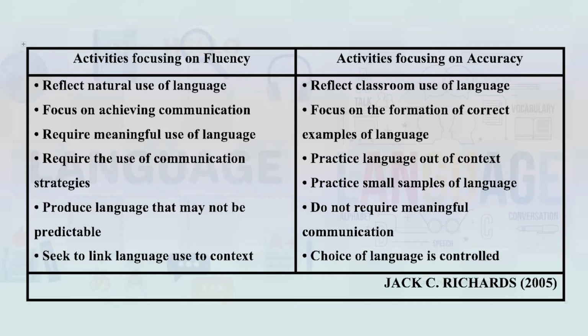Jack Richards, in his text Communicative Language Teaching, discussed two types of activities on the basis of learning outcomes. They are accuracy-based activities and fluency-based activities. A brief understanding of both these activities is presented in the following table.